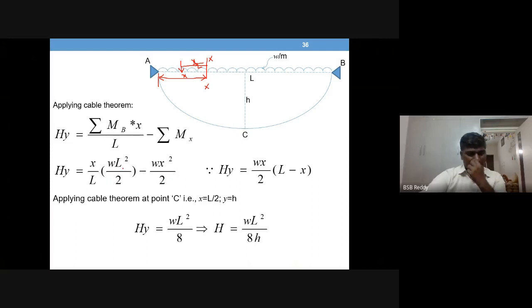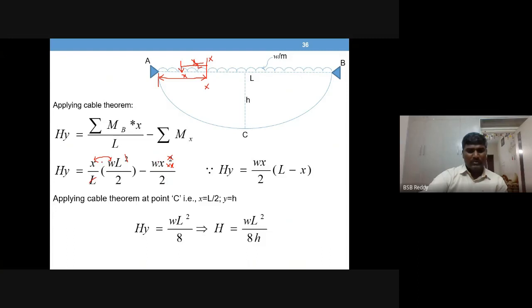So what is happening here? One L goes. Wx by 2 is common, and L minus x is remaining here. So WL by 2 into x is remaining, and Wx square by 2. So W into x by 2 is taken common. Here also, x into x if you write.